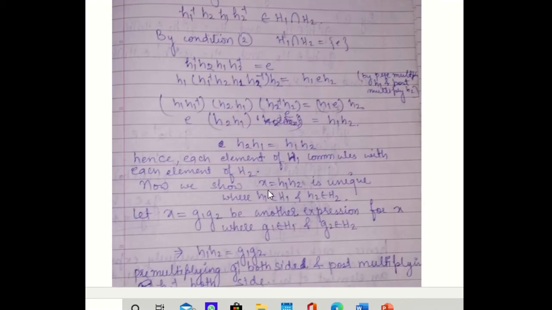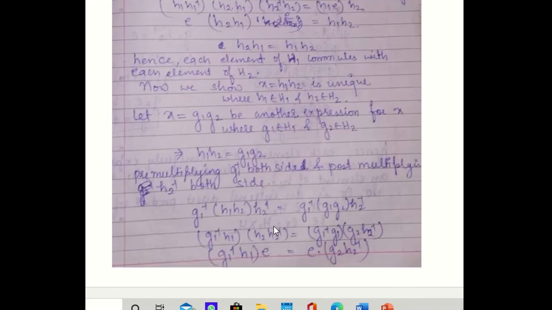Now we show that x is equal to h1 into h2 is unique, where h1 belongs to capital H1 and h2 belongs to capital H2. If possible, let x be expressed as g1 g2 be another expression of x, where g1 belongs to capital H1, g2 belongs to capital H2. So this implies x is equal to h1 h2 and this will be equal to g1 g2.